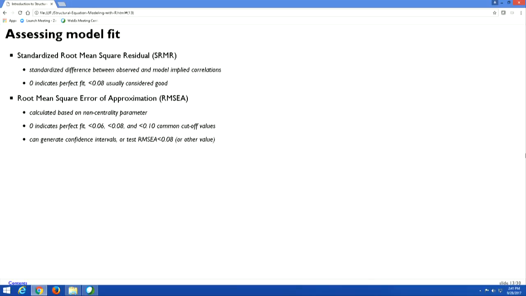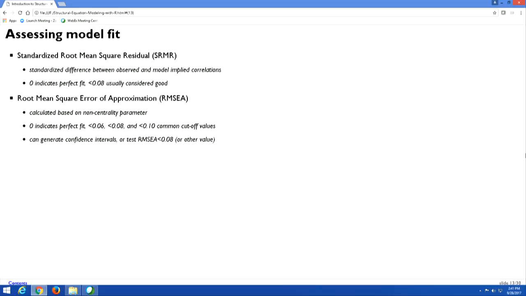And the last one is actually probably one of the more popular ones. It's the root mean square error of approximation. And the reason that this is a very popular one is because you can do a statistical test on it or against some cutoff value. And it really compares your data against some alternative hypothesis. And so it tends to track the root mean square residual fairly well, but it's not exactly the same, at least in the data that I work in.